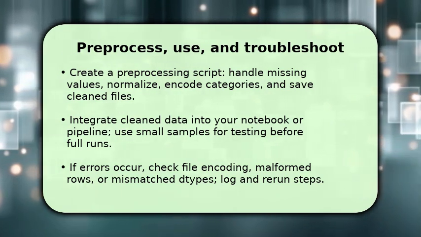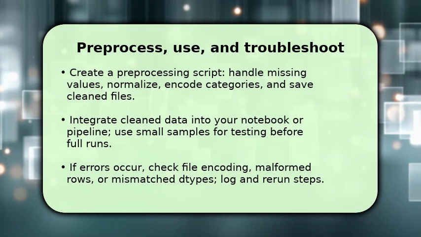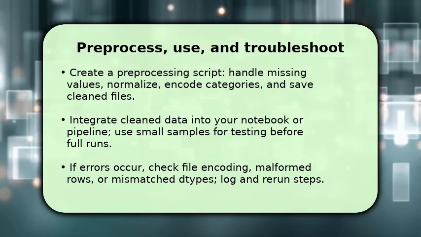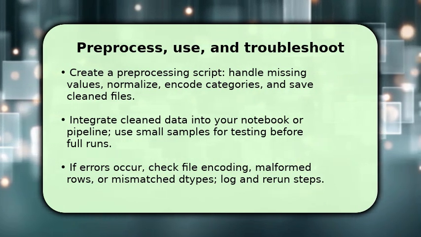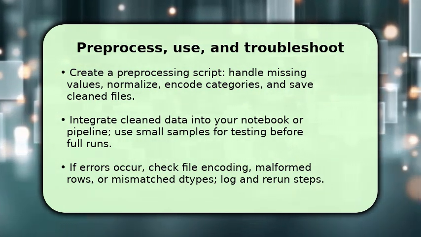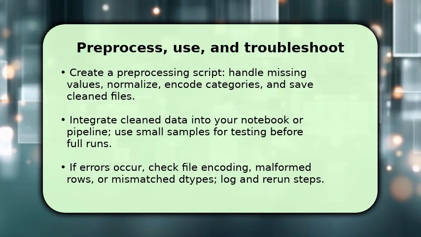Write a reproducible preprocessing script that fills or drops missing values, normalizes numeric fields, encodes categories, and writes out compact files. Test your pipeline on a small sample first to catch logic errors quickly.